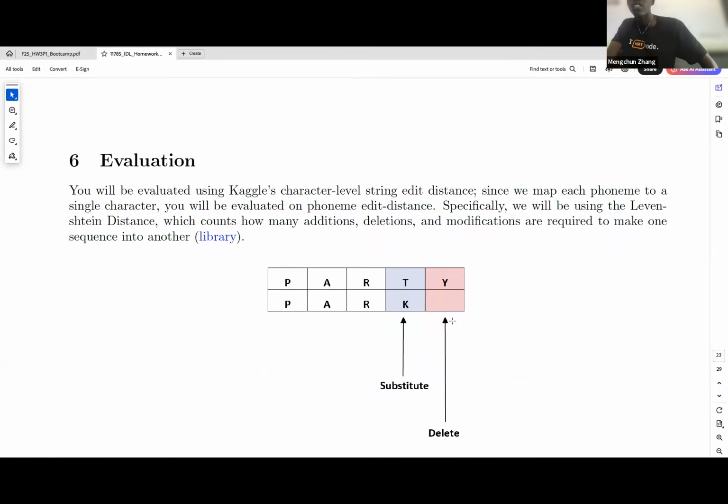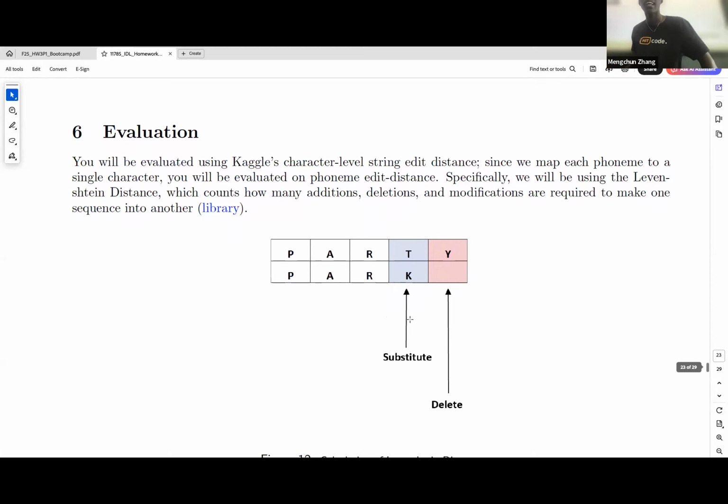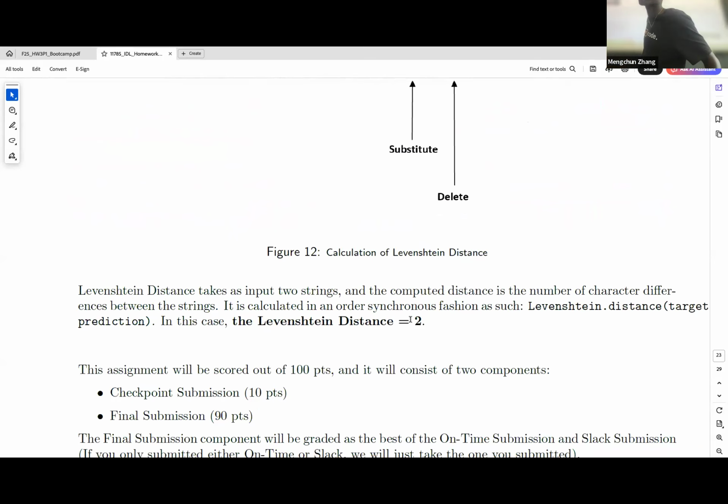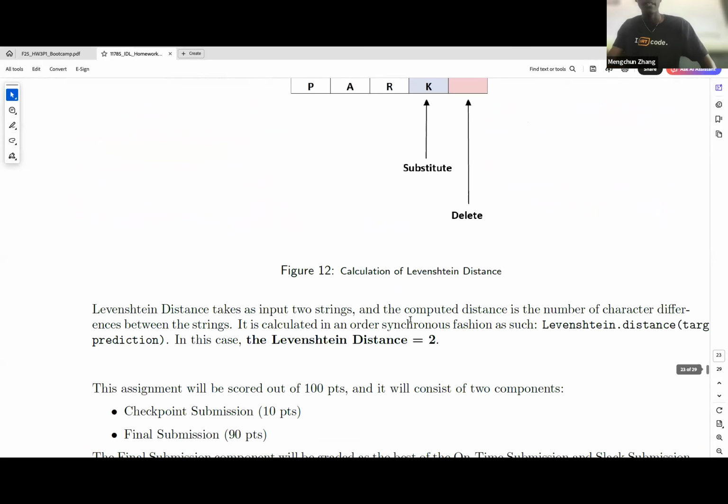On the evaluation, I was telling you guys about the Levenshtein distance, and here is the explanation. We are trying to find the word party, but our model predicted park. So the Levenshtein distance here, on a high level, should be 2, because we need to remove this K and replace it with T, and then there's a missing character we predicted here. That's the metric we're using to judge you guys. As you can see, the Levenshtein distance is 2 because we need to do 2 operations.